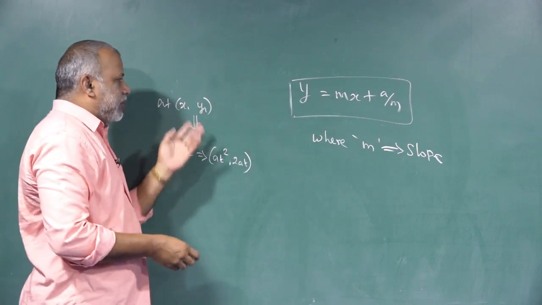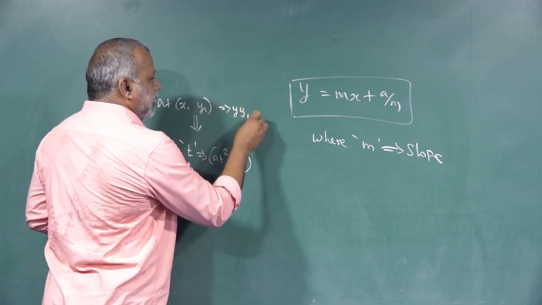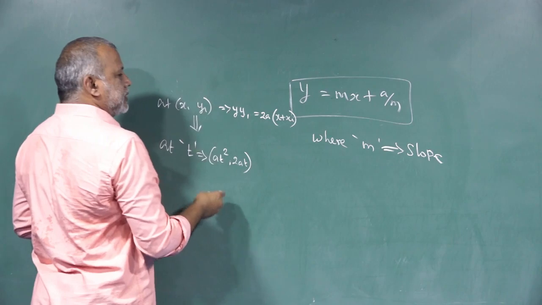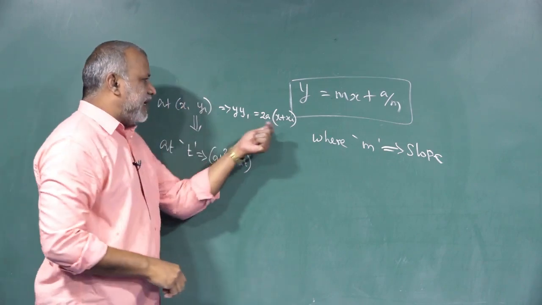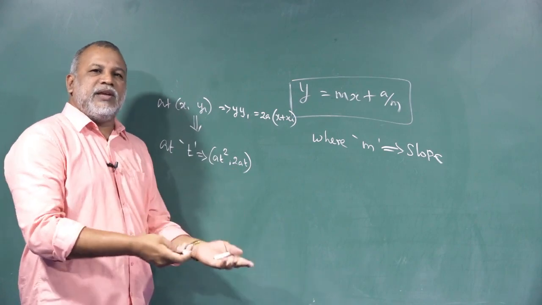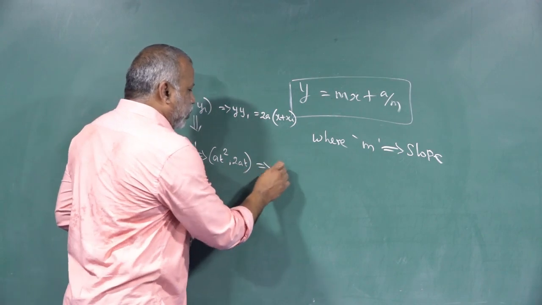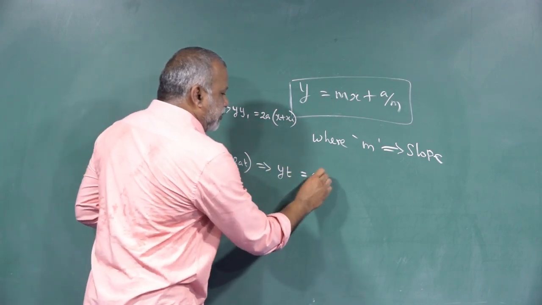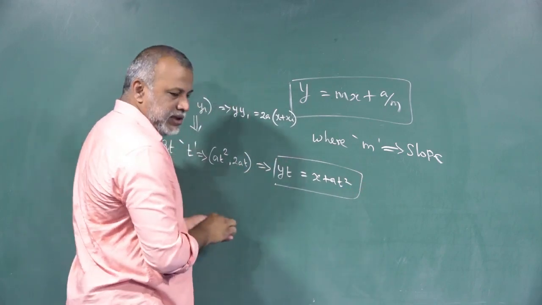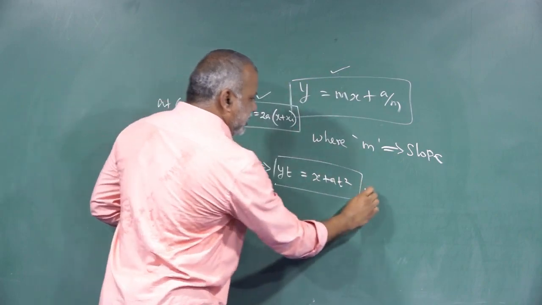At x1 comma y1, the equation of the tangent is y y1 equal to 2a times x plus x1. We already worked out. So this is at t. Instead of x1 comma y1 we can substitute the point at squared comma 2at. Then we get the equation of the tangent at t. That means yt equal to x plus at squared. This is also the equation of the tangent.